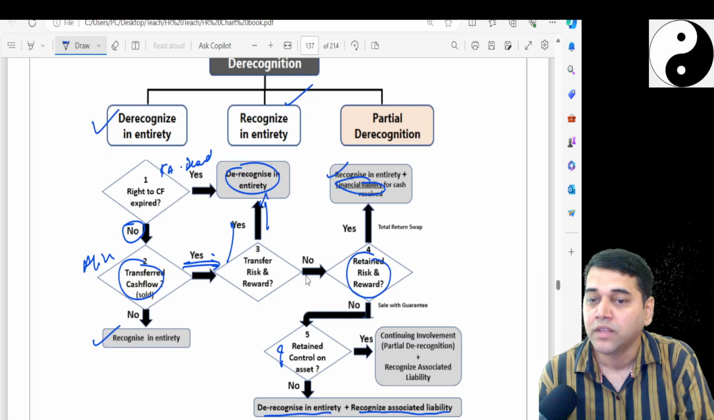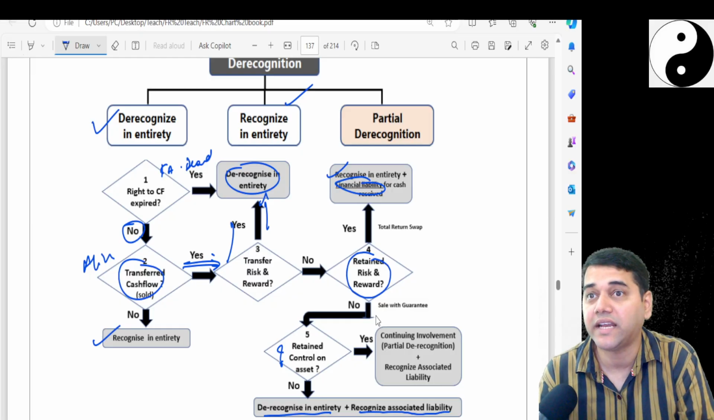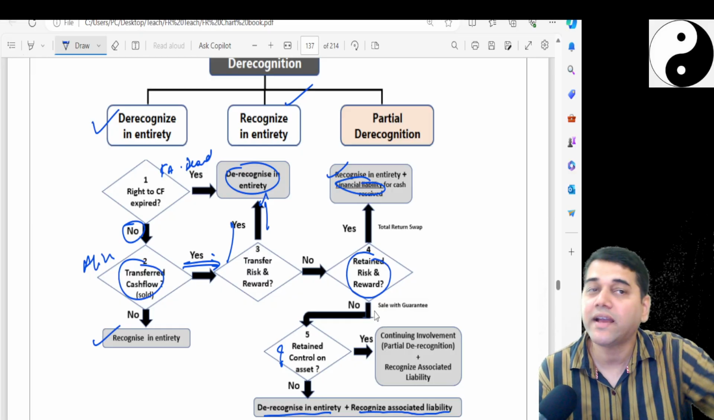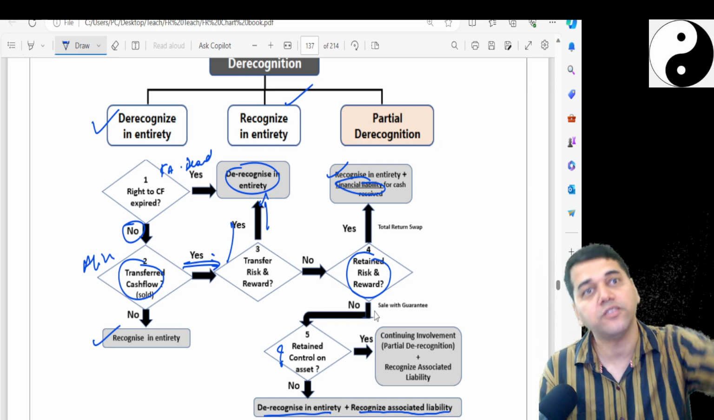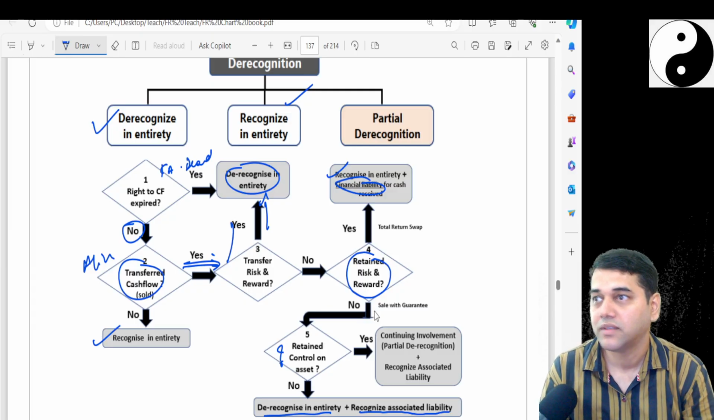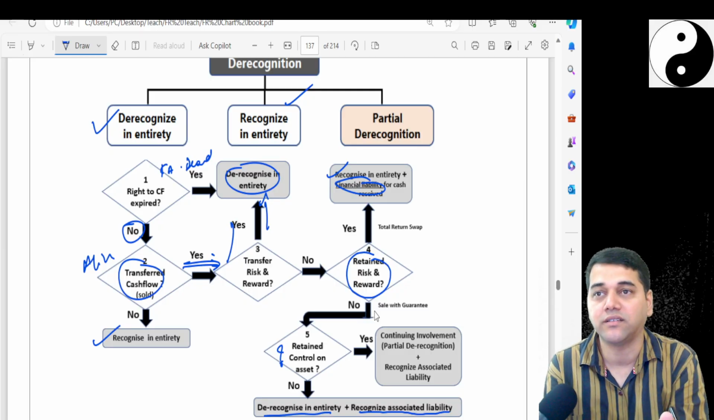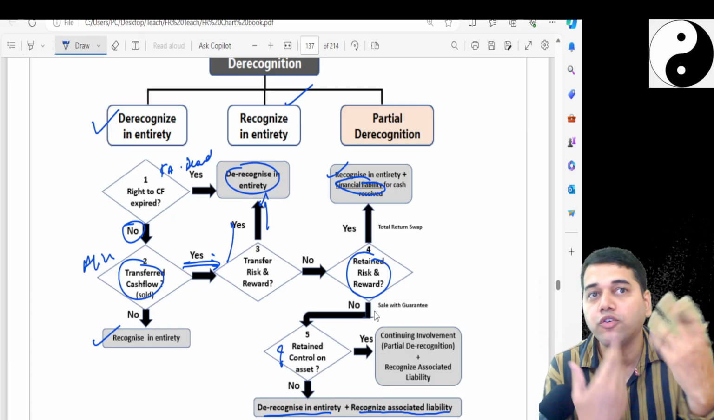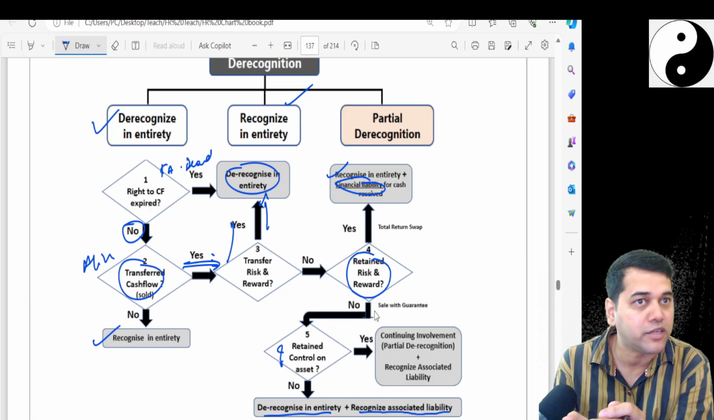That means, did you retain the risk and reward? No. Like sale with the guarantee. Like I have sold, but I have guaranteed certain things. Now in this case, return is going to come to them only. Risk is with me. But is it full risk? No. Partial. Like I sold the debtor for 90 crores and said up to 5 crores I will guarantee. So my risk is up to 5 crores only.